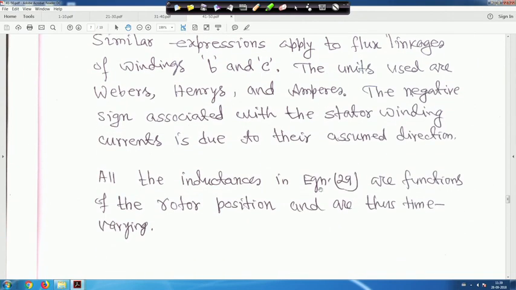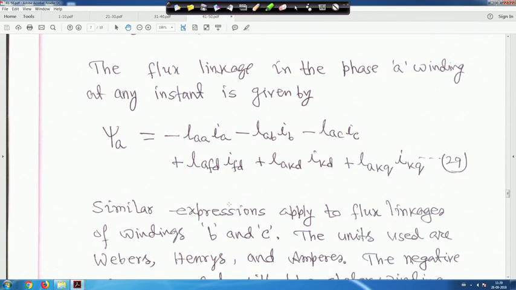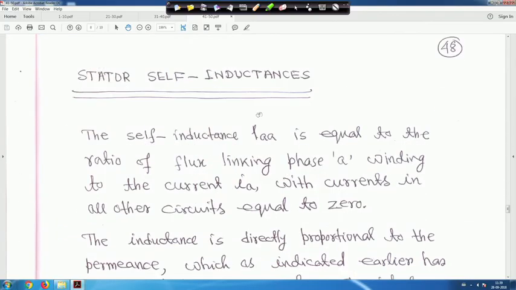All the inductances in equation 29 are functions of the rotor position and are thus time varying. So, all these inductances depend on the rotor position, and they are time varying. That makes things mathematically more complicated. Now, all these are the stator self inductances. The self inductance LAA is equal to the ratio of the flux linking phase A winding to the current IA, with currents in all other circuits equal to 0.